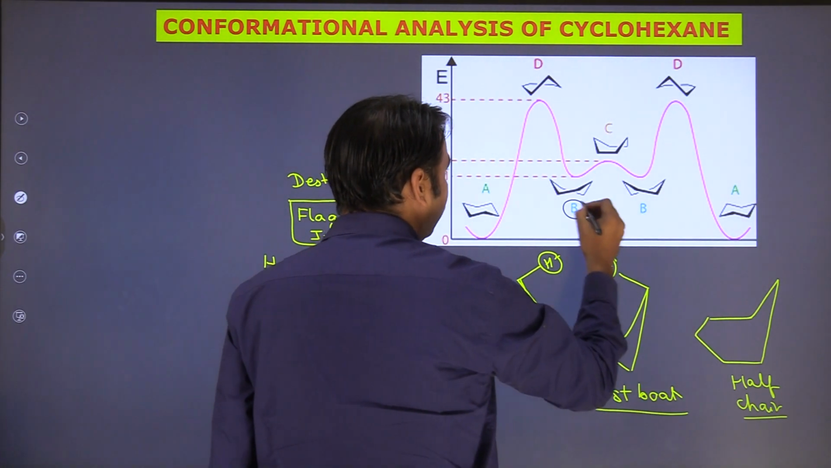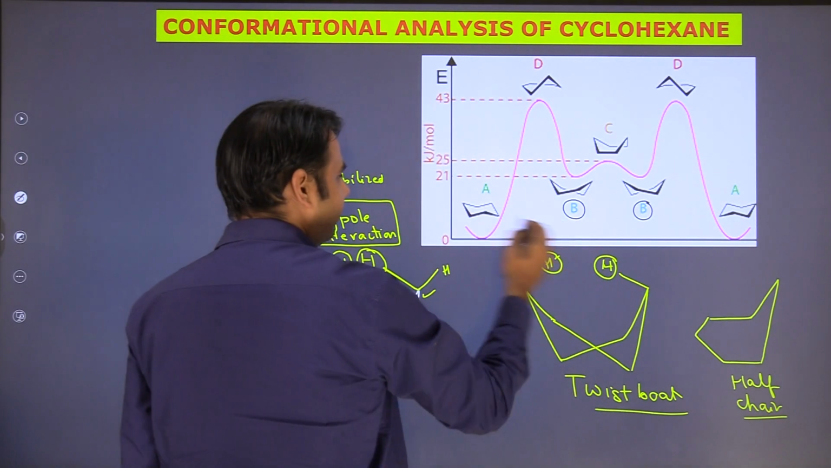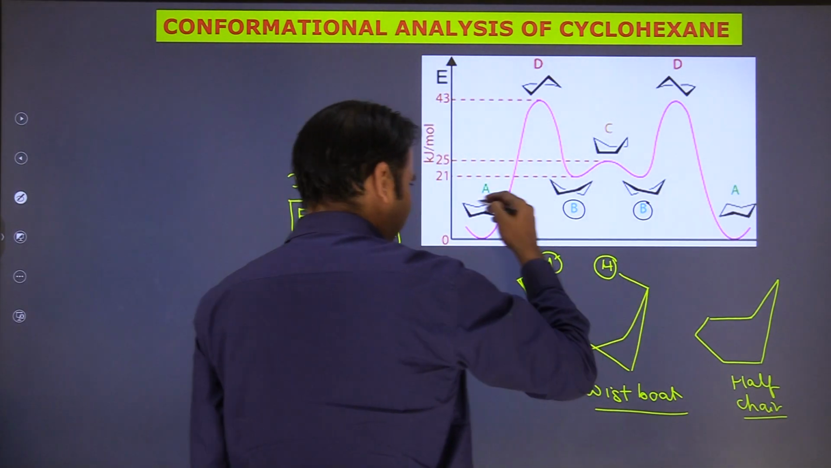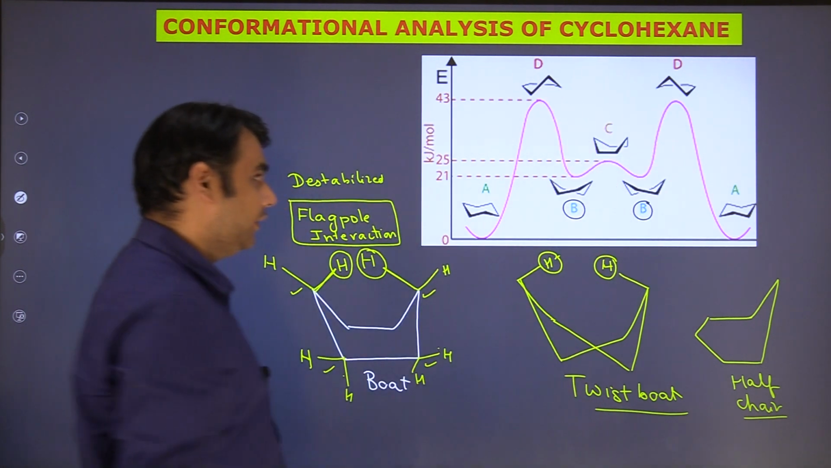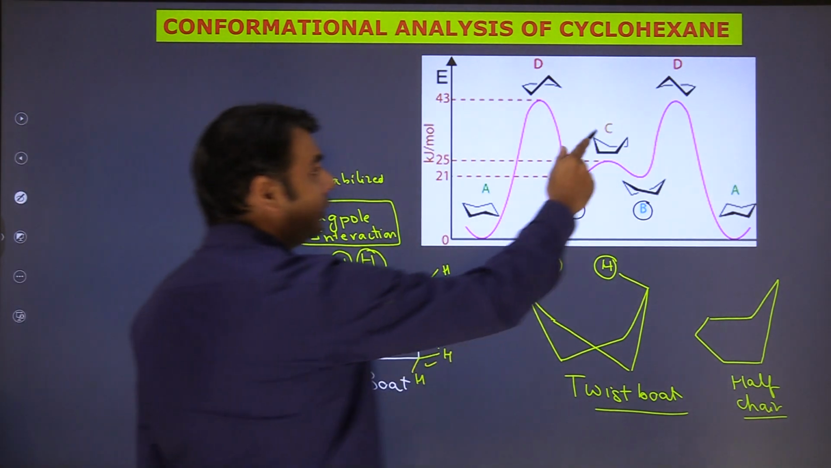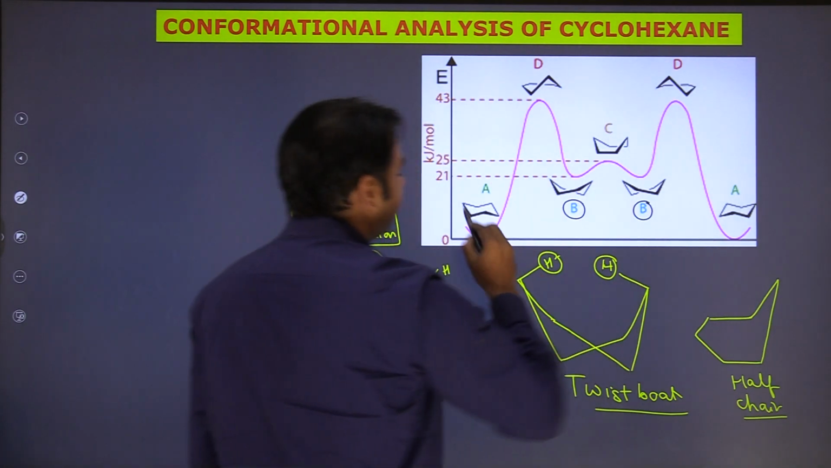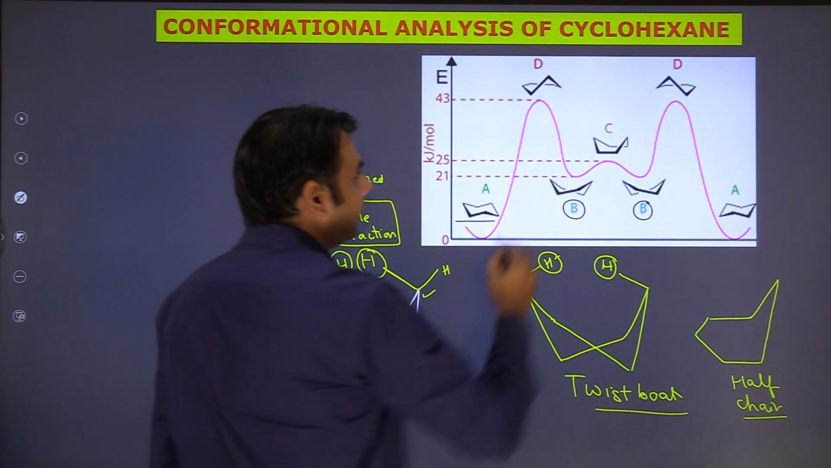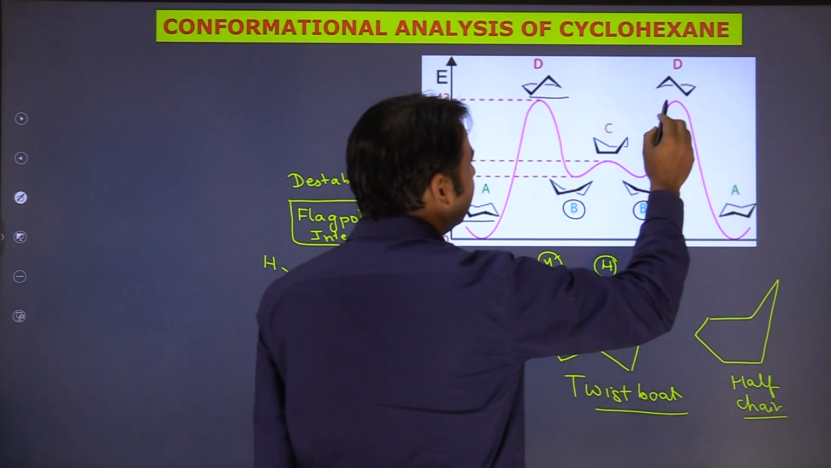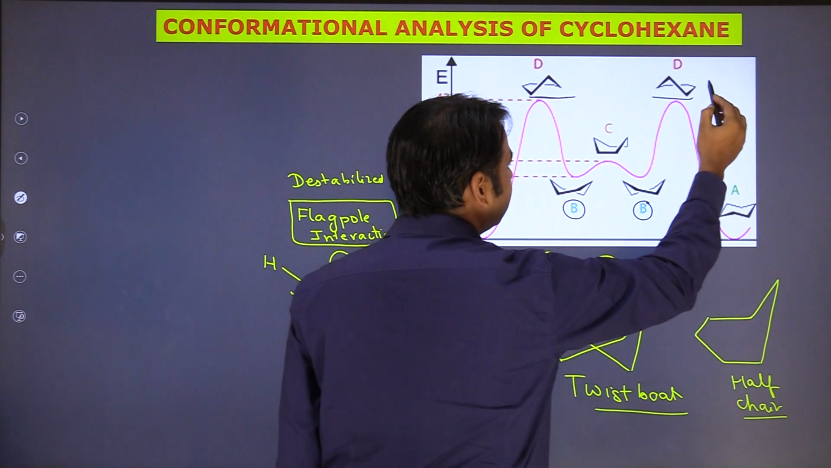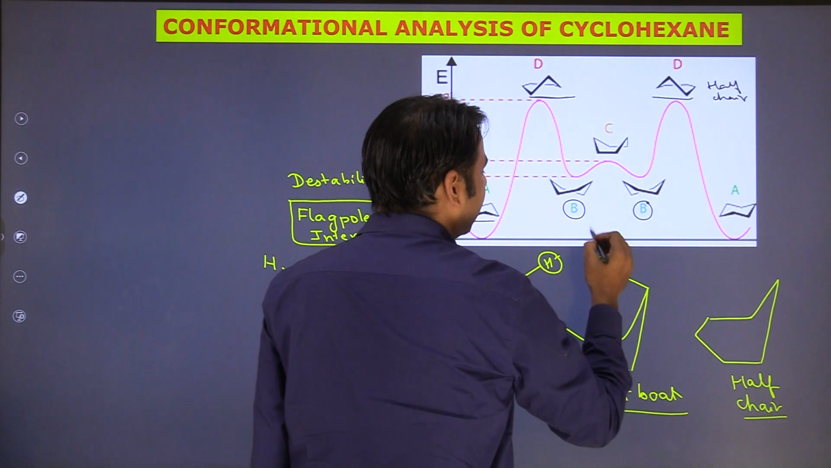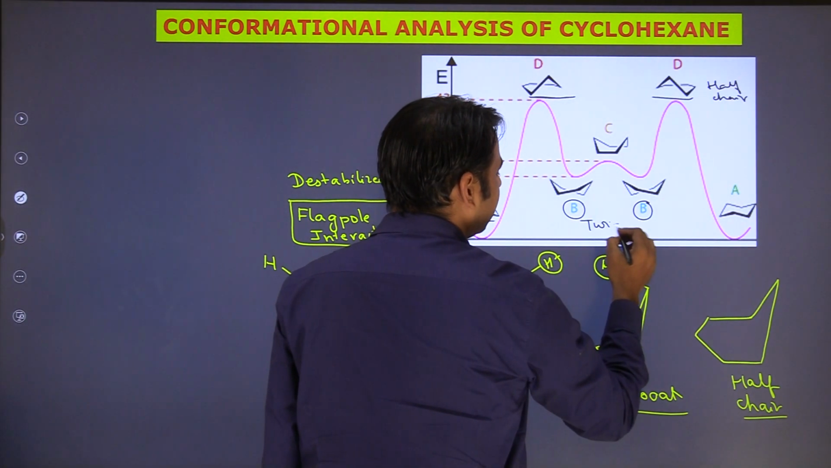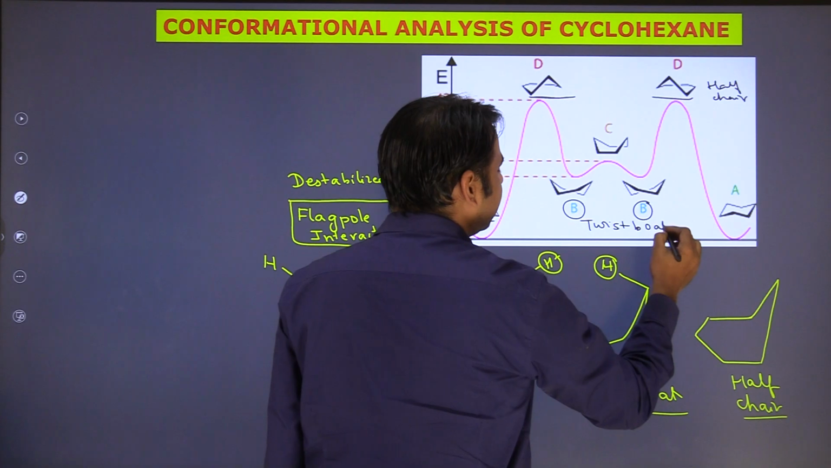A is basically your chair form, B is basically your half chair, D is basically your half chair, and this is also a half chair. These are basically your twist boat, and this is basically your boat.